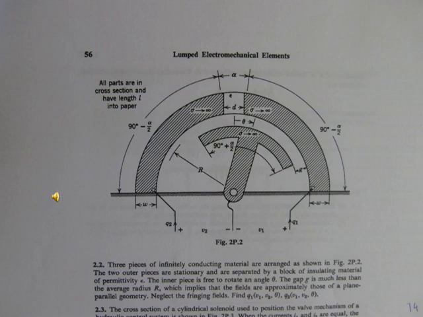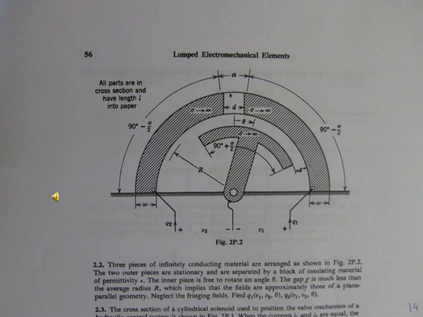In this case, three pieces. You can say two pieces: one first piece is the rotor with a T shape, and another is two pieces of a semicircle, the semicircle cut into half. So that way there are two pieces, and three pieces in total. Three pieces of infinitely conducting materials are arranged as shown in figure 2p2.